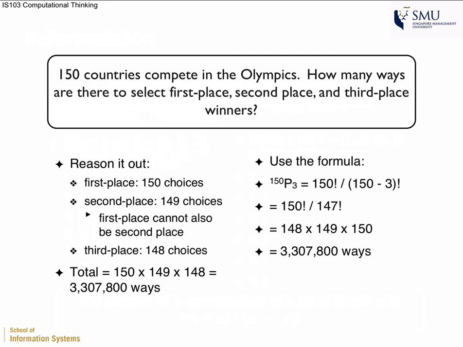Now, we can also plug it into the formula, in which case we just put in 150P3 equals 150 factorial divided by (150 minus 3) factorial, in which case you're going to get essentially the same number.